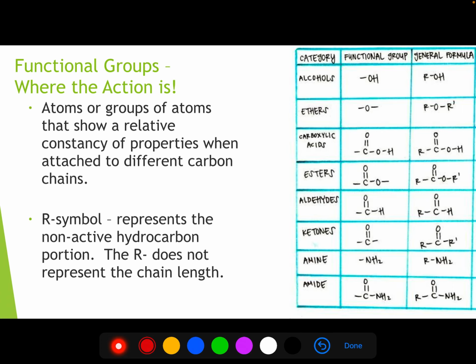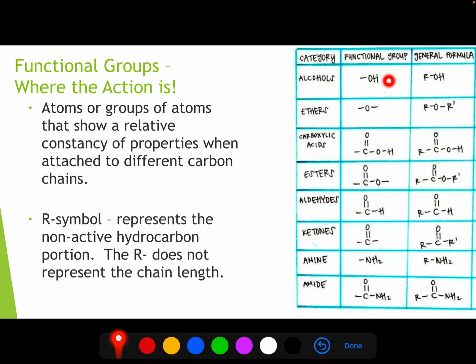So we're going to start today with something that some of you may have heard of and some of you may have never heard the word before, functional groups. If you were in my classroom, these would be hung up front where you can see. And I like to say the functional groups is where the action is, okay? They are atoms or groups of atoms that show relatively consistent properties when attached to different carbon chains.